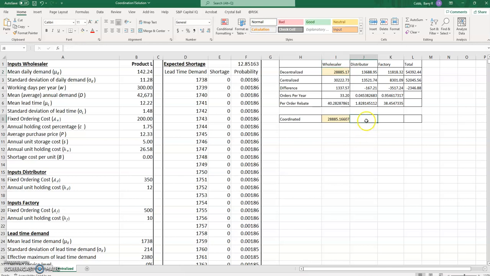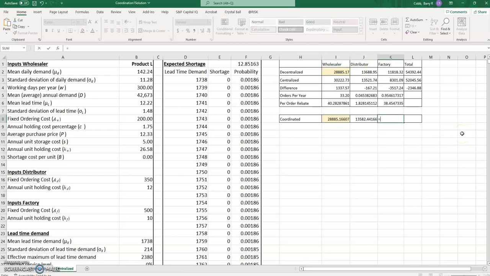Now, the distributor is going to experience their centralized cost, but they're now going to have to pay part of the per order rebate. So this effectively adds to their cost. So we would add the orders per year for the wholesaler times the per order rebate, just the part that the distributor is going to pay. Now notice what it does to their cost. They're not down at the centralized level of cost, but they're also not as high as the decentralized level.